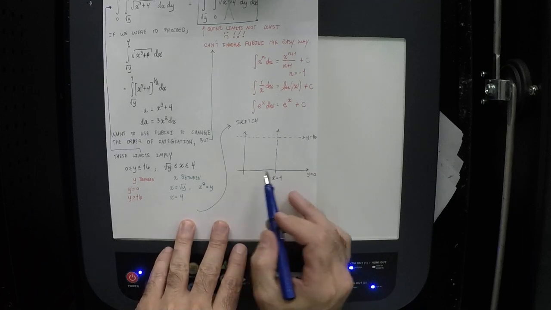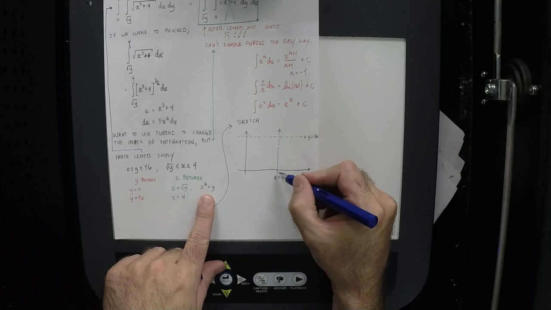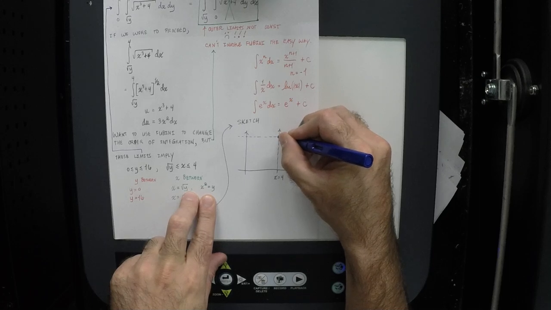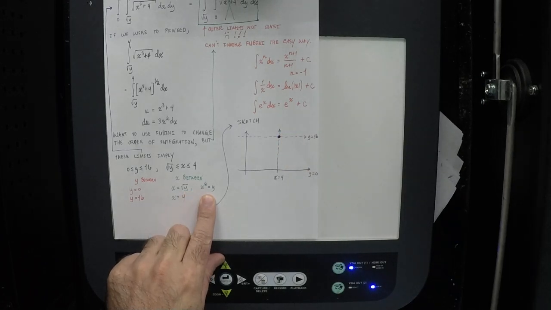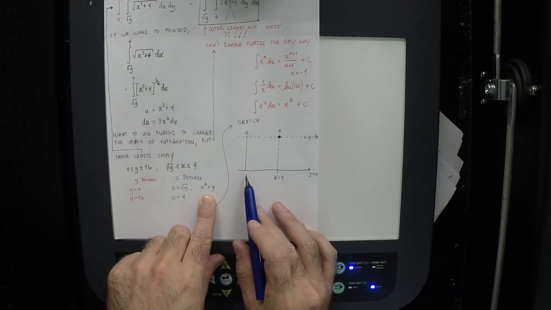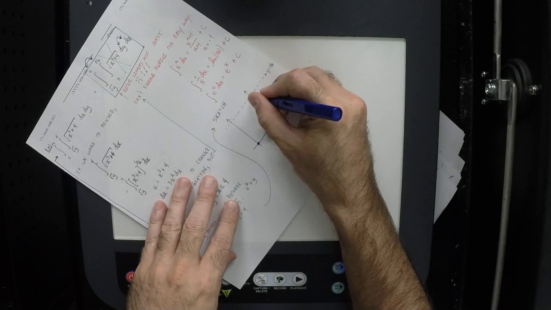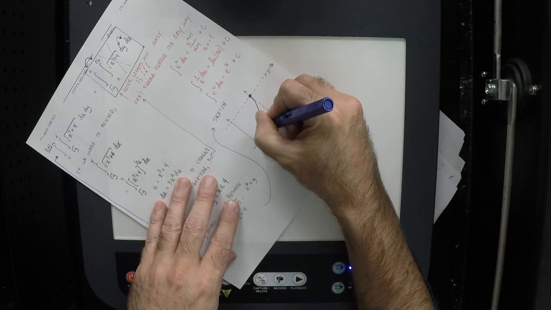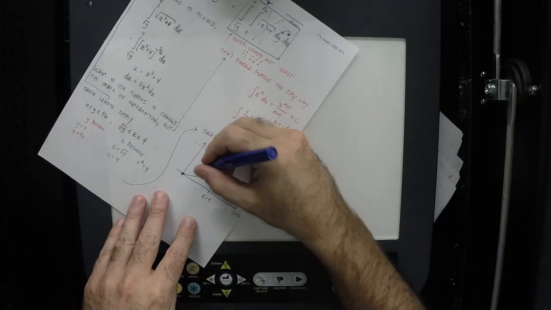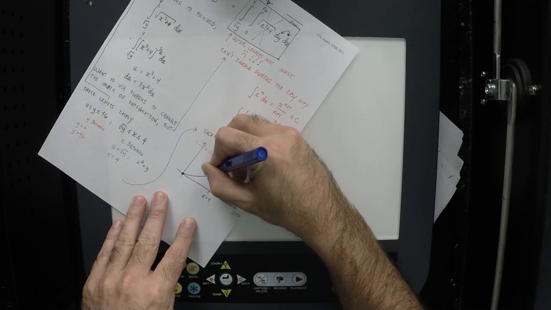So notably, how about when x is 4? When x is 4 and we want to plot the parabola, what's y? 16. So this point is on the parabola. And similarly, when x is 0, what's y? 0. So this here is the parabola. This part right here is y is x squared.